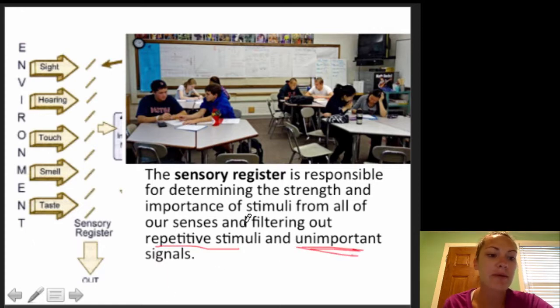Something that might be considered a repetitive stimuli might be what you're experiencing right now. You might have tuned out the fact that there's some background noise happening. So I put on a soundtrack of murmuring in the hallway. And we all know we can kind of get to a point where we tune that out. This is an automatic process. We don't actively choose what gets filtered out by our sensory register.